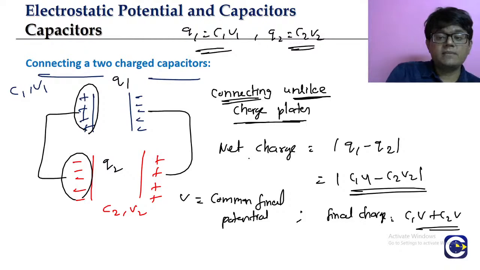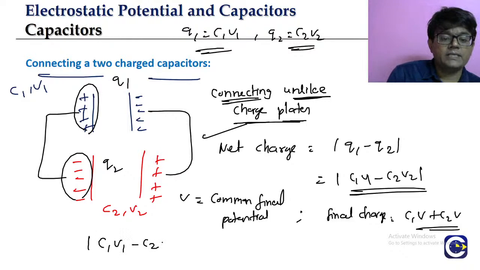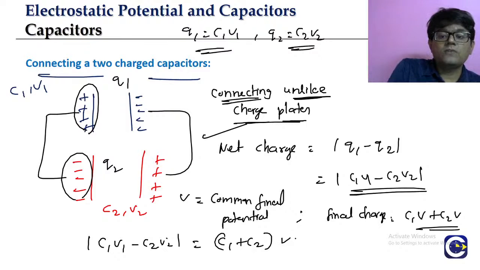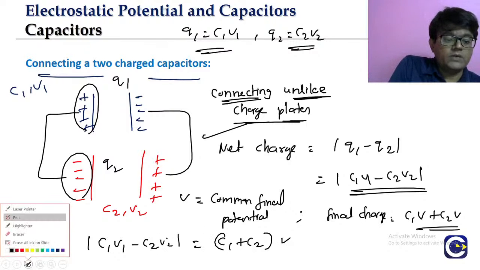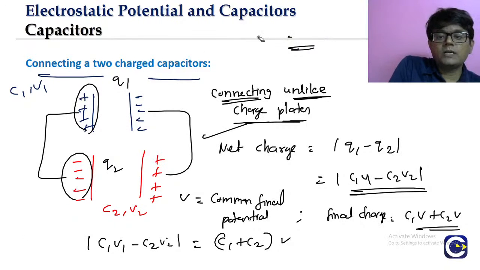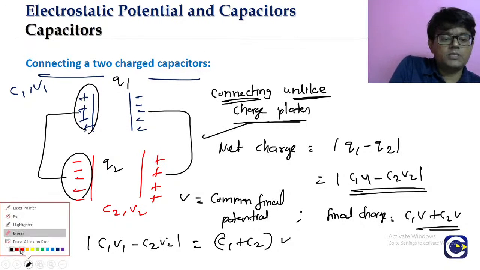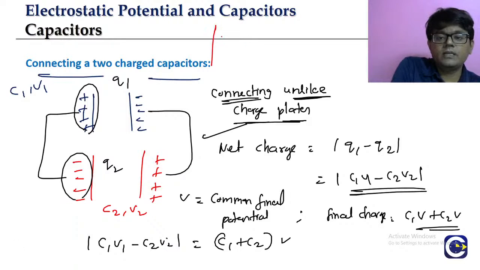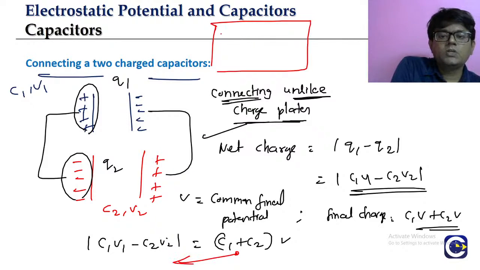Okay. So it's the same thing: whatever net charge is remaining is what gets distributed. Which means modulus of C1V1 minus C2V2 is equal to (C1 plus C2) into V. We are looking for that common potential value, right? Just bring it to the left side. It goes to the denominator. So modulus of C1V1 minus C2V2 divided by C1 plus C2.